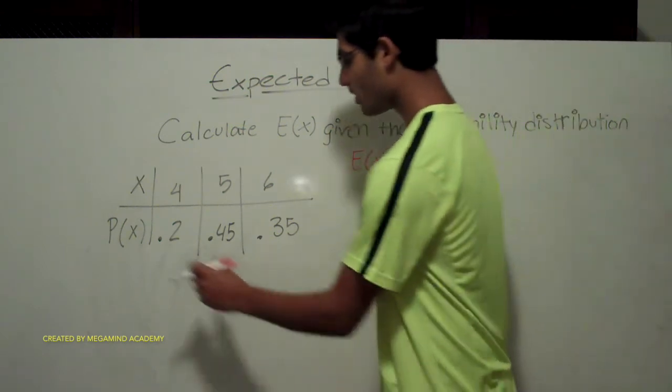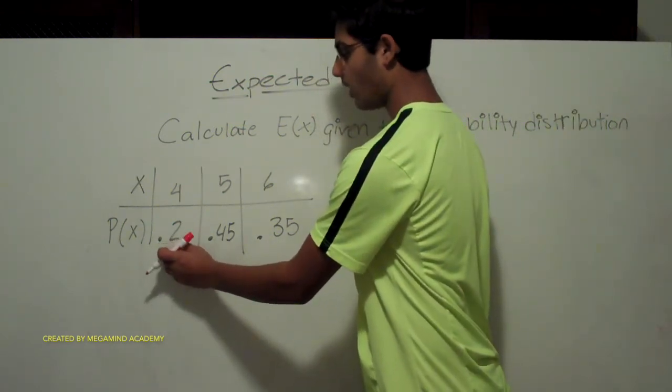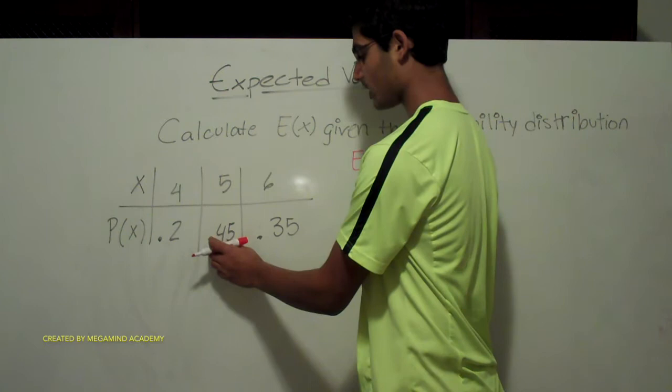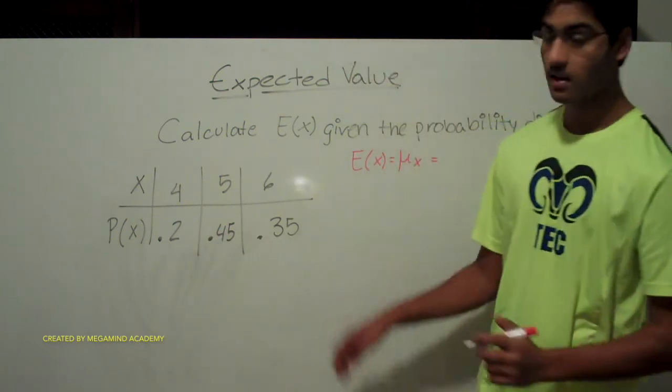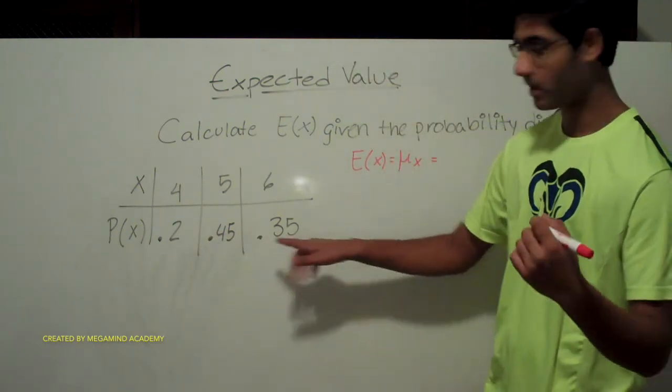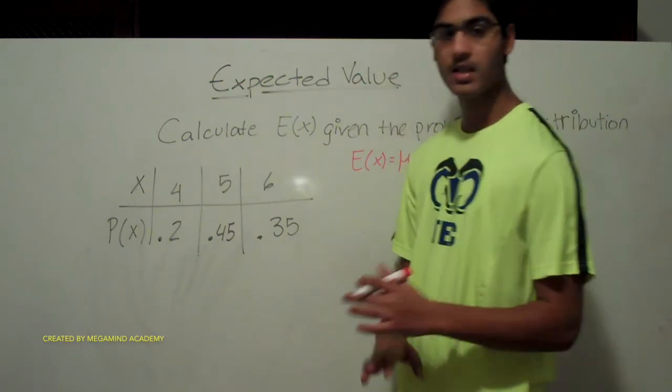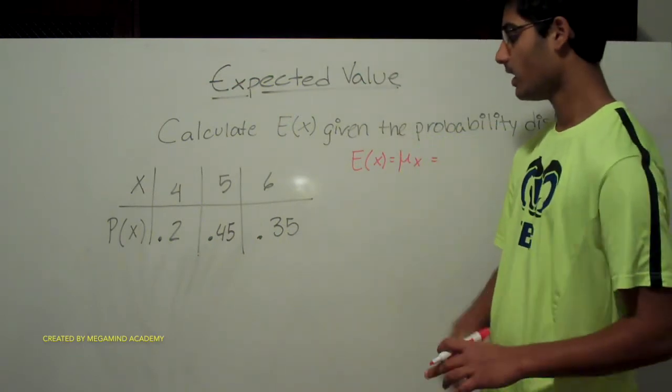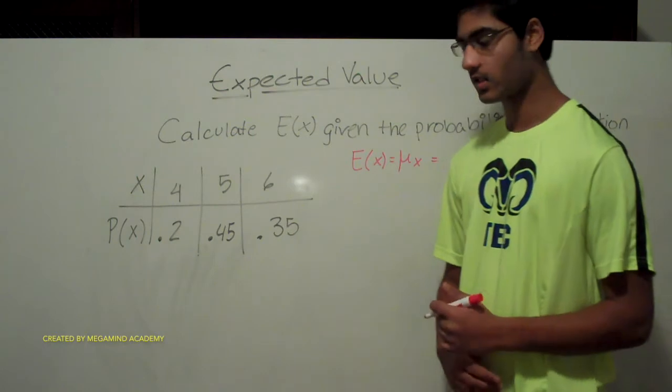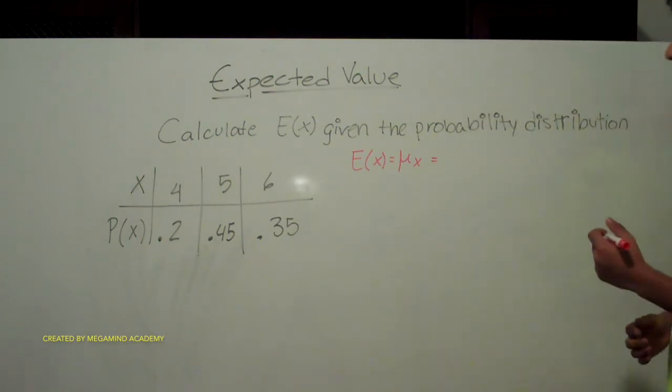But here we know that 4 has a lower chance of happening than 5 does, which has a greater chance of happening than 6. But 6 has a higher chance of happening than 4. So we can see that our mean is going to vary a little bit given the probabilities of these values occurring. So how do we do it?